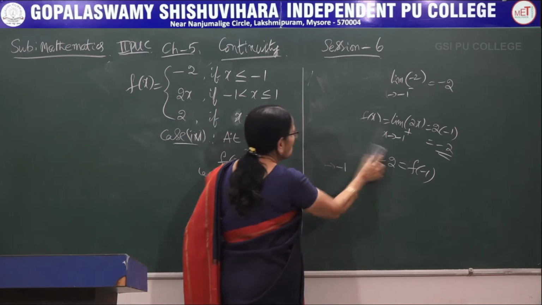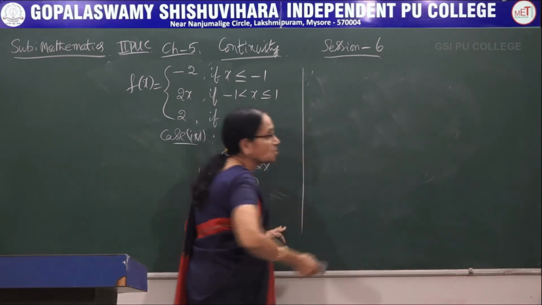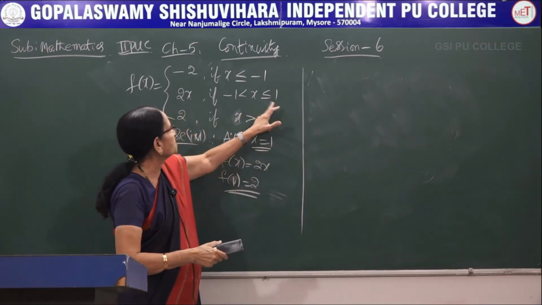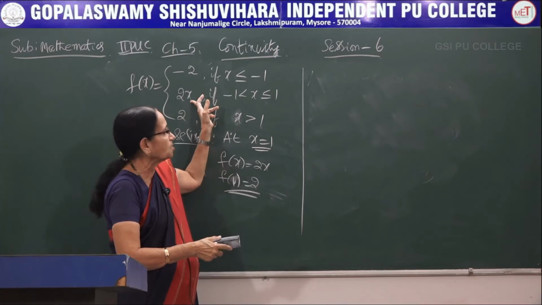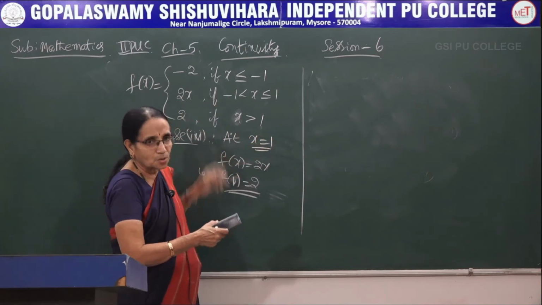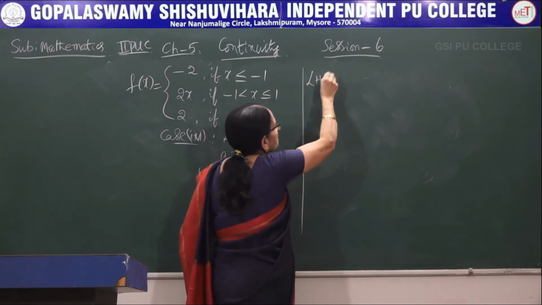Again, as usual, this number 1 can be approached through the values less than 1 and through the values greater than 1. Through the values less than 1 means this is how the function is defined. Through the values greater than 1 means this is how the function is defined. So, we have to calculate both of them separately.